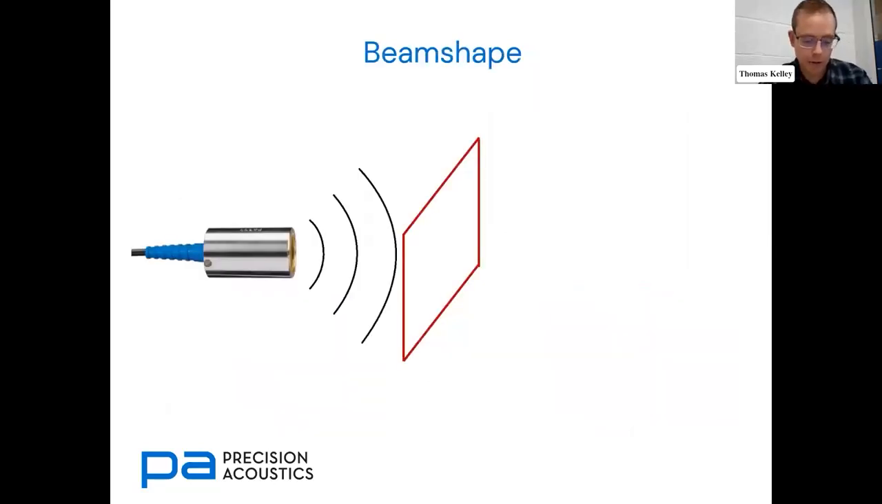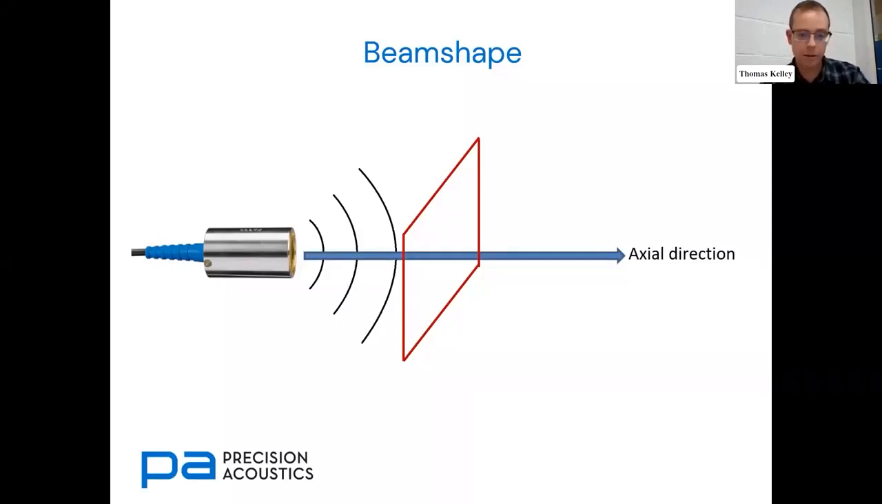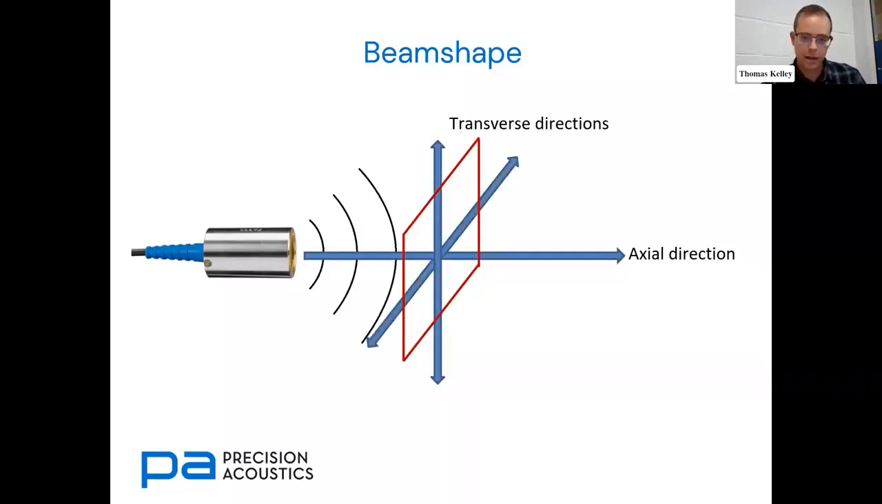So back to a little bit of terminology, this time beam shape. So very quickly, we typically define the acoustic axis in the axial direction, which is the main direction of propagation from a transducer, and the transverse directions are orthogonal to this. So sometimes this might be the X or the Y axes.